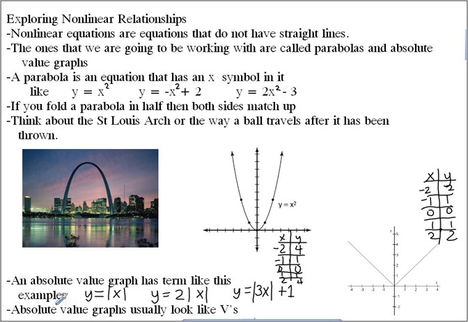Now, an absolute value graph sort of looks like a big V. And again, this can be flipped over if you have a negative in front of it. An absolute value, remember, is just the amount that a number is away from 0. So if I have, and this is how it's written with the two lines here. So this is y is equal to the absolute value of x. So this is y is equal to 2 times the absolute value of x. This is y is equal to the absolute value of 3 times x plus 1.